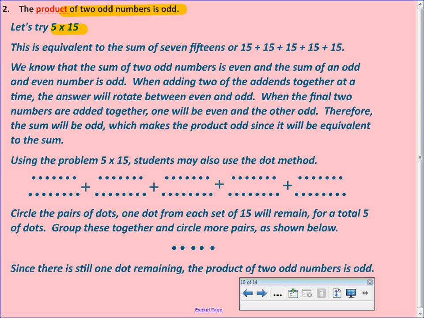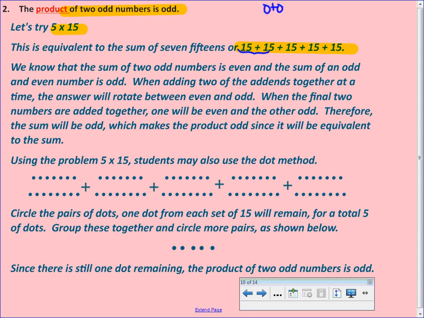We have 5 times 15. That's multiplication. Let's write it as addition: 15 plus 15 plus 15 plus 15 plus 15. That would be even? Well, let's find out. We know that the sum, what do we know about adding odd numbers?